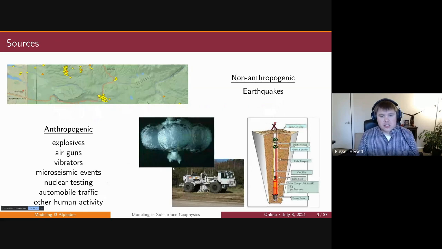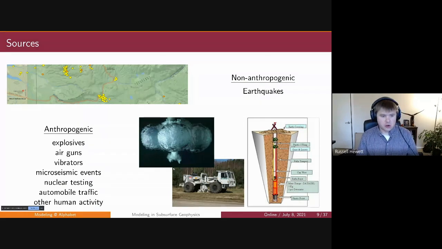So when we talk about sources, largely I can break them into two categories. We have non-anthropogenic sources and anthropogenic sources. Non-anthropogenic sources are almost exclusively going to be earthquakes. The Earth is quite seismically active, even at really, really low magnitude. But for large magnitude earthquakes, they can reverberate through the entire Earth multiple times, and the largest ones can even change Earth's orbit a little bit. That's the DC component, by the way.